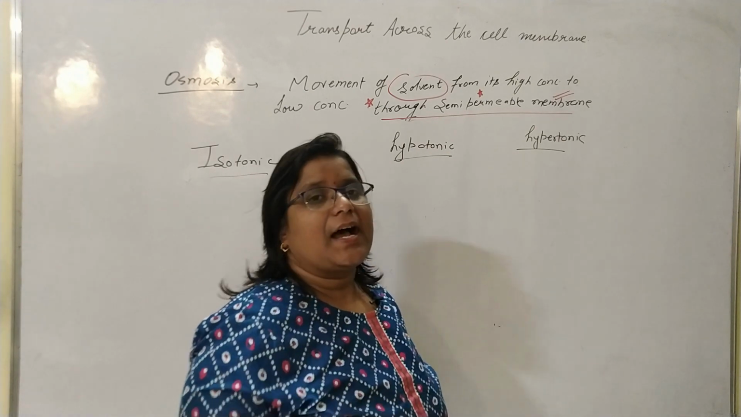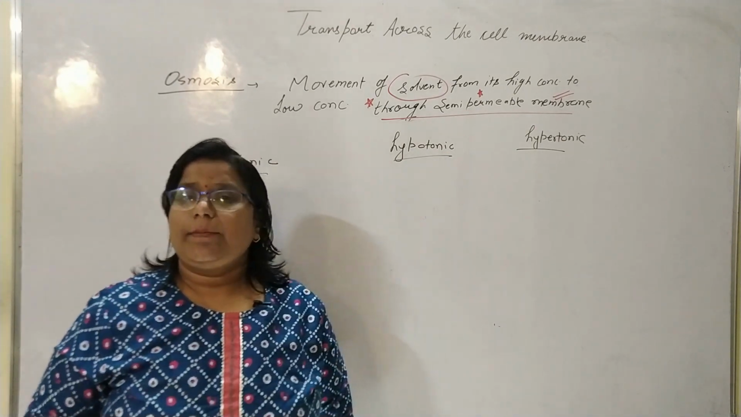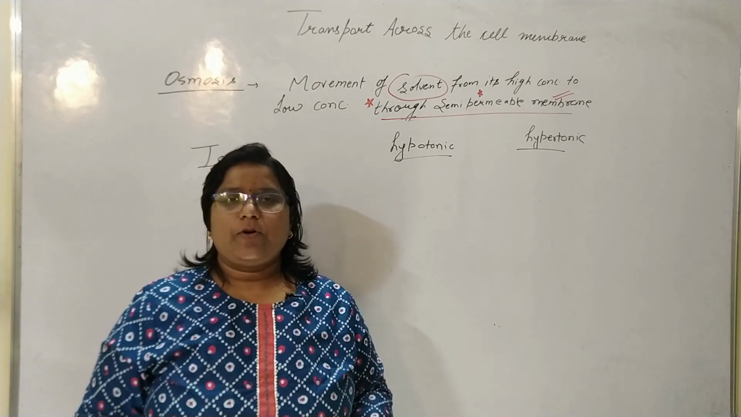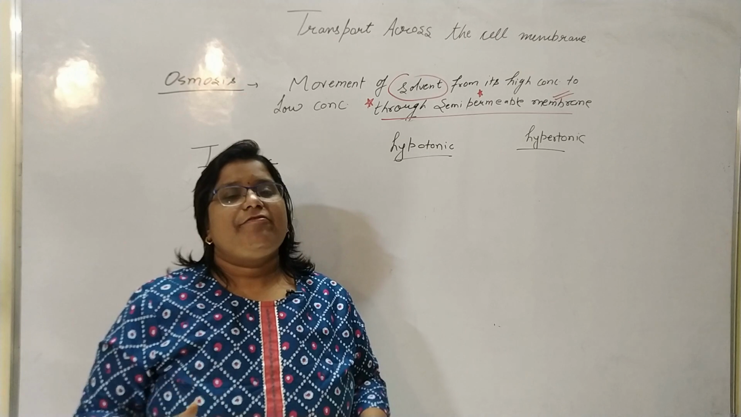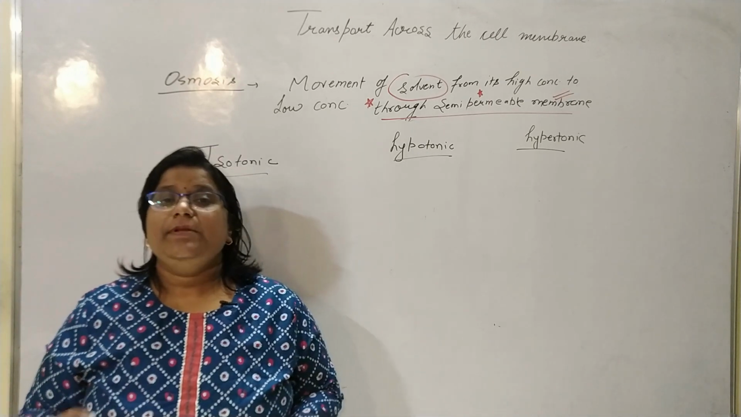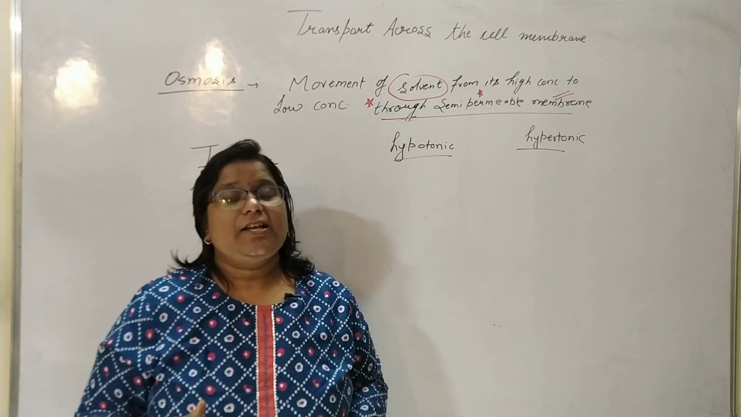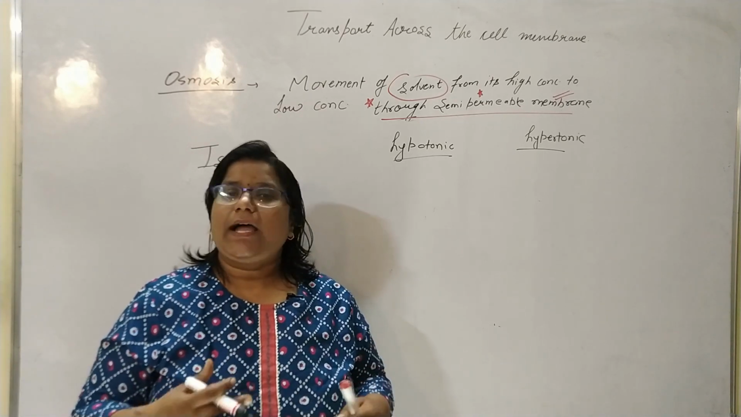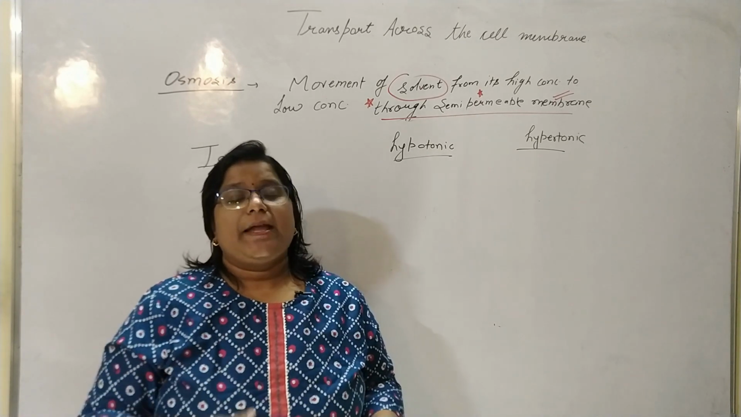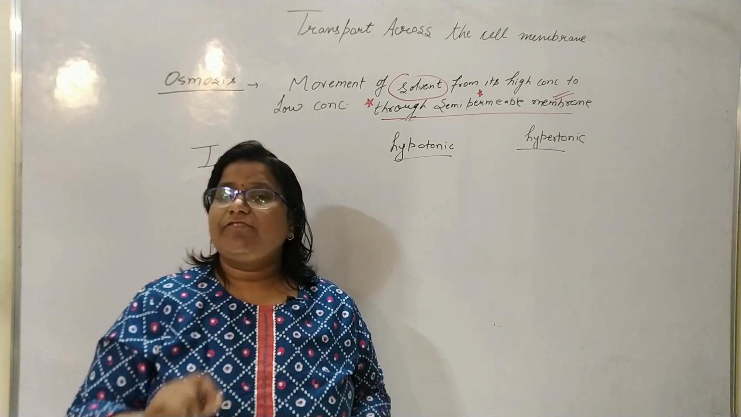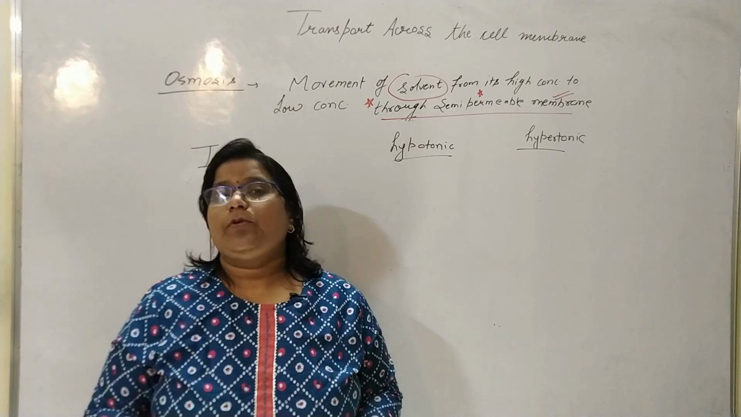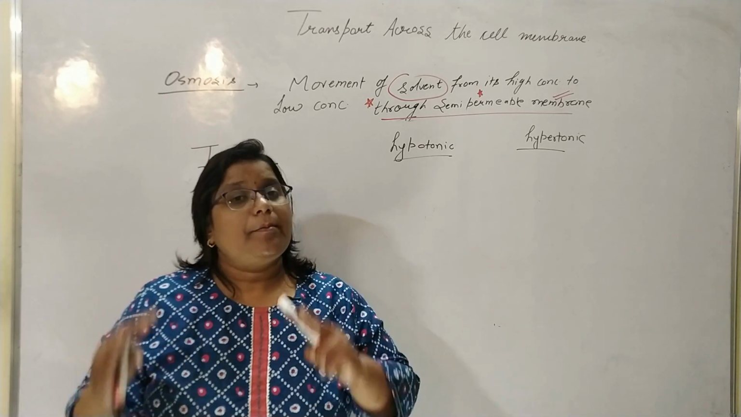The first thing is that isotonic, hypotonic and hypertonic, these three terms are comparative terms. If we say a solution is isotonic, we have to describe in which reference it is isotonic. If we say it is hypo or hypertonic, we have to mention in which reference it is hyper or hypotonic. So that will be our main consideration: isotonic, hypertonic and hypotonic are basic comparative terms.